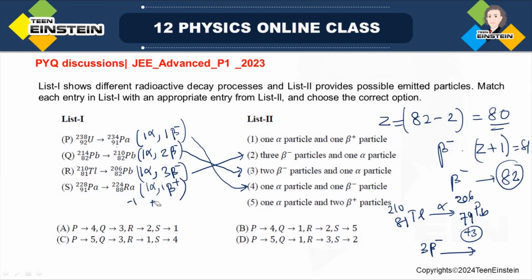Now see this, how it matches. So this matches with 1 alpha particle, 1 beta plus, this is option 1. Then see what we are getting. P is matching with 4, then Q is matching with 3, R is matching with 2, and S is matching with 1. So P4, Q3, R2 and S1. So option A will be the correct answer for this question.